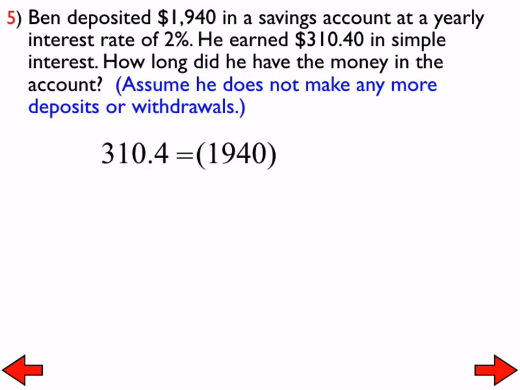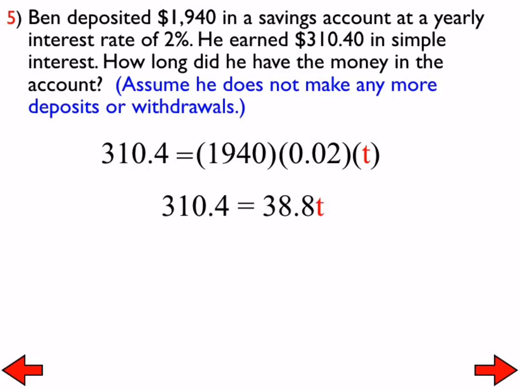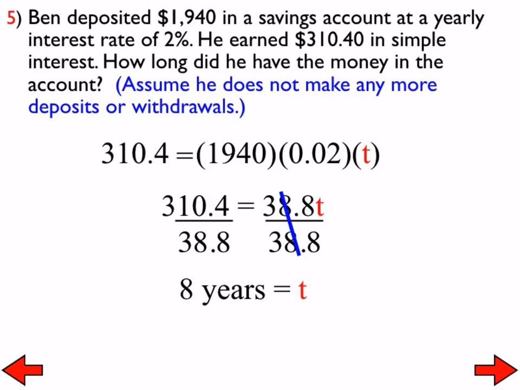But in this problem, the principal is $1,940. The interest rate as a numeric value is 0.02, and it is the time we're trying to find. So we need to multiply correctly 1,940 times 0.02 first, and that is 38.8. So now we have this one-step algebraic equation. We divide both sides by 38.8. And 310.4 divided by 38.8 is 8. And so the amount of time that the money was in the account was 8 years. Okay?